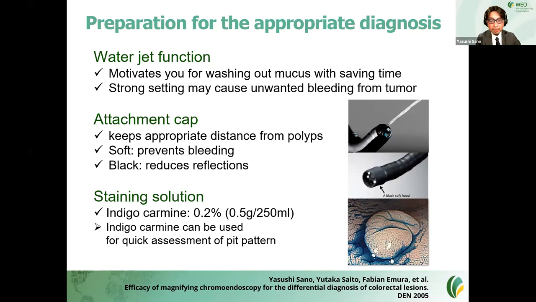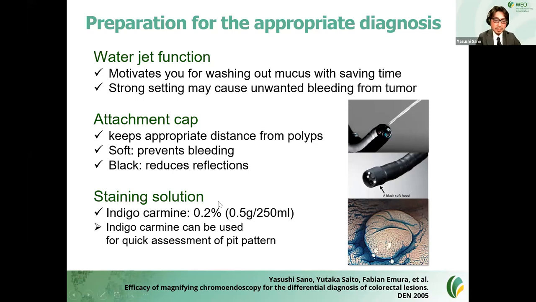Most important is bowel preparation. And the other is, if possible, to prepare a scope with water jet function. It allows much better washing out of the mucus on the surface. I think a strong water jet setting may cause unwanted bleeding from the tumor, so you should set the adequate setting for the water jet function.